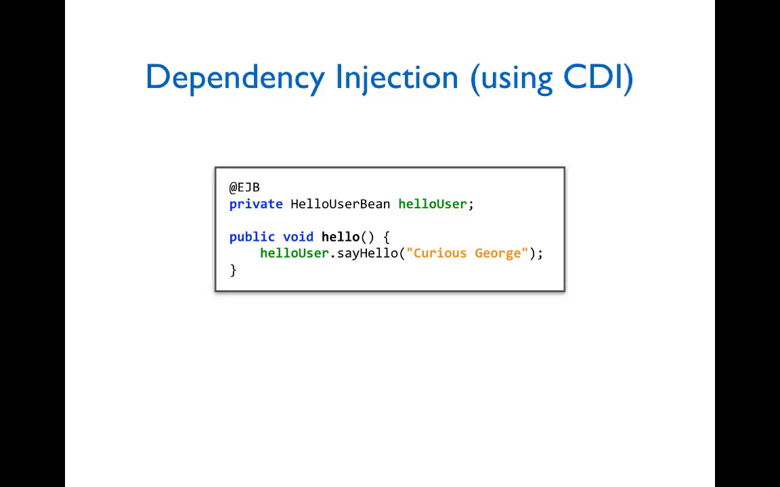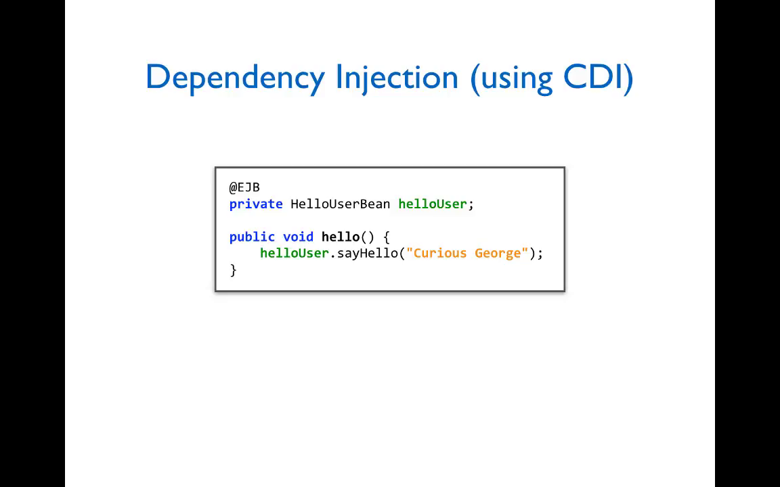Besides JPA, there's one other specification related to the EJB specification that deserves mention here, and that is the CDI specification, which stands for Contexts and Dependency Injection. Dependency injection allows the container to instantiate a service object rather than forcing the client to do it themselves. This slide shows a simple example of this.